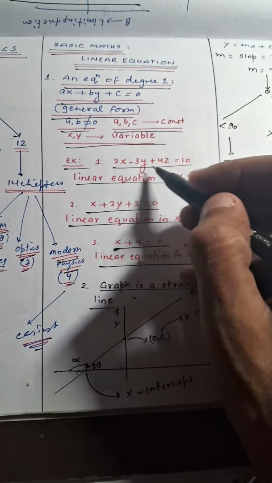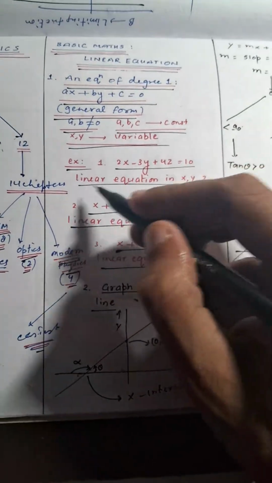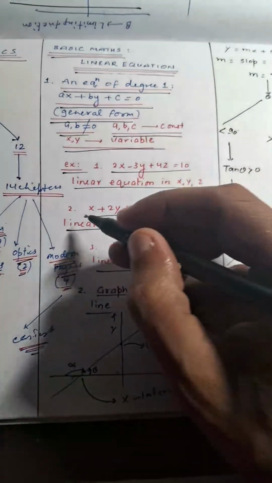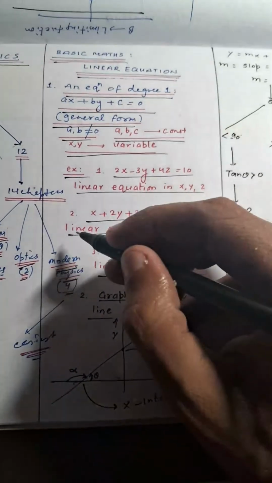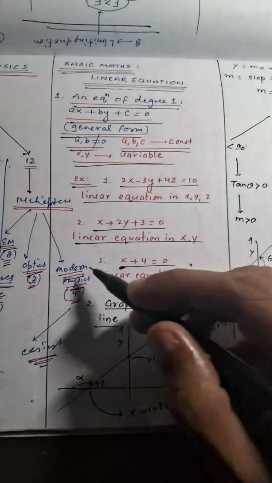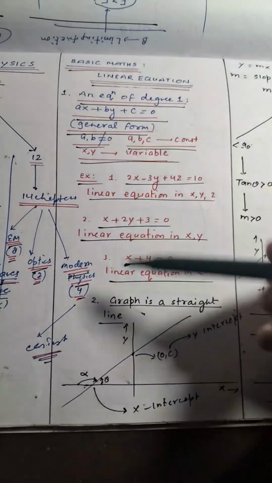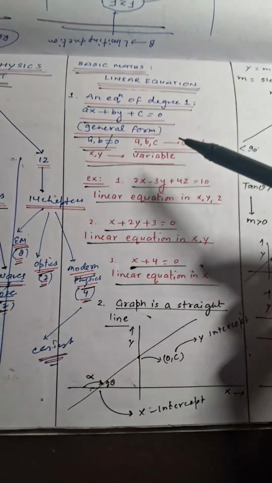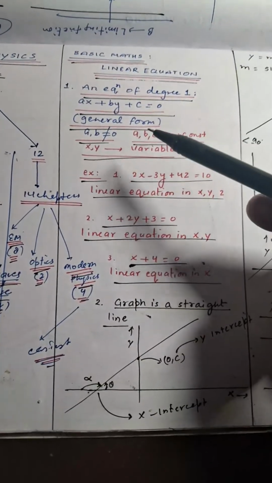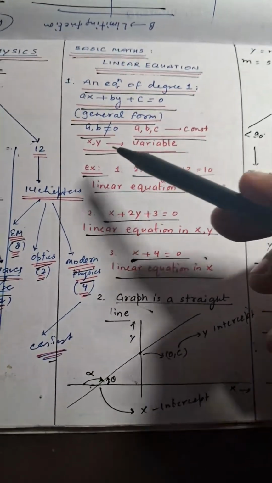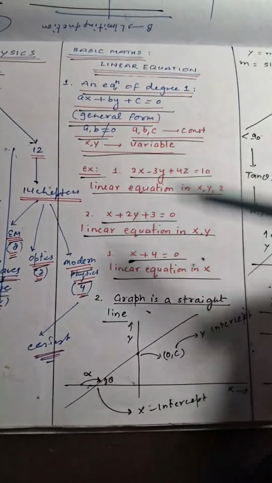So let's discuss the examples. For example, 2x minus 3y plus 4z is 10. This is a linear equation in x, y, z. x plus 2y plus 3 is equal to 0. This is a linear equation in x, y. x plus 4 is equal to 0. This is a linear equation in x. So the number of variables may vary, but the degree of the variable should be 1 for an equation to be linear.